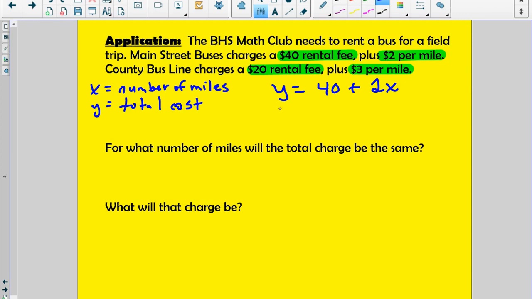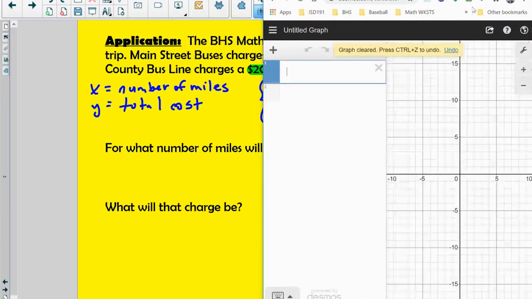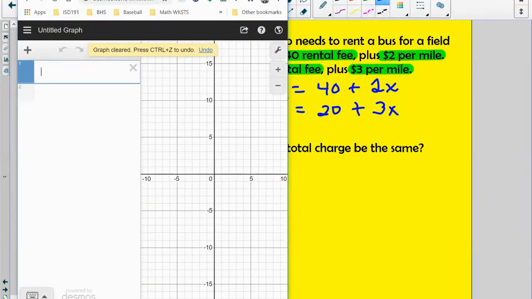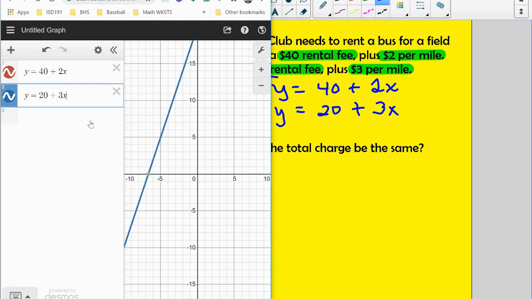For the County Bus Line, we have a total cost. That's $20 for the rental fee plus $3 per mile. So when we put that together, that's our system of equations, where x represents the number of miles and y represents the total cost. Let's use Desmos to graph our two equations. I'll clear my graph, see my equations. y equals 40 plus 2x, that's $40 rental fee plus $2 per mile for the first bus company. And the second bus company, y equals 20 plus 3x.